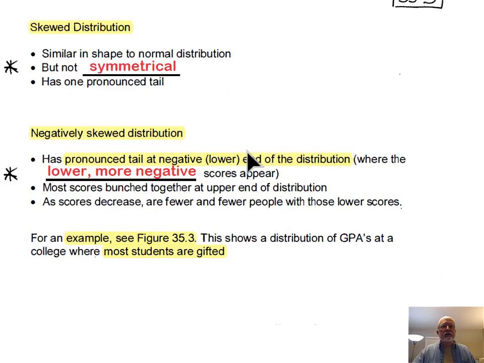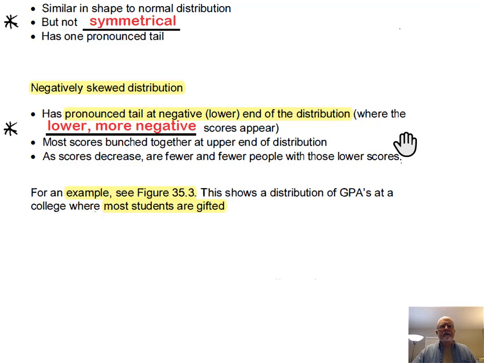First up, negatively skewed distribution. A negatively skewed distribution has a pronounced tail at the negative or lower end of the distribution, where the lower, more negative scores appear. Now, I'm taking some liberties here and saying more negative scores. Scores are either negative or positive, but I think of the scores that are more extreme in the low direction as being more negative. At least that's a mnemonic device that makes it easier for me to remember what a negatively skewed distribution is about. It'll probably help you as well.